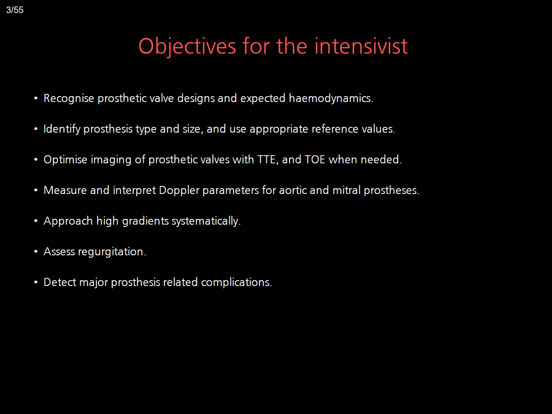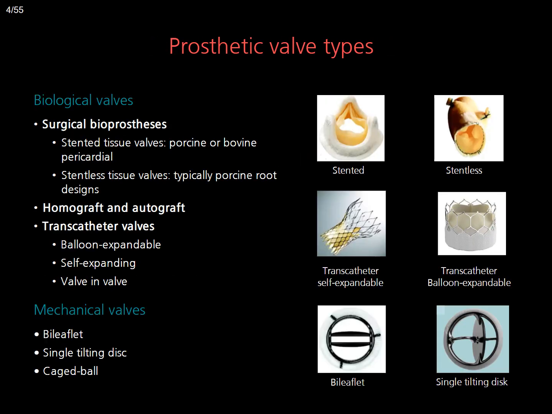We will then focus on the key Doppler measurements for prosthetic aortic valves, and we will do the same for prosthetic mitral valves. After that, we will tackle high gradients with a structured differential: high flow, patient prosthesis mismatch, or obstruction. We will finish with regurgitation, including how to identify paravalvular leak, and we will review the main complications you must not miss. Start by identifying the valve type, because normal depends on the design.